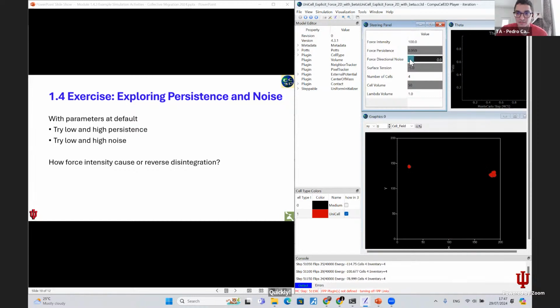And how about the noise? By default, the noise is 0. So the only changes to the force are the Potts fluctuations, the interaction between cells, and the volume and surface constraints and contact energies. If we introduce a noise, let's say a very high noise, the cells lose all their persistence. As we reduce the noise, they become more and more persistent.